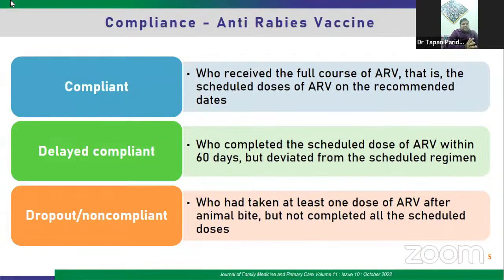Those who received the full course of ARV are fully compliant. Delayed compliant are those who completed the schedule of ARV within 60 days but deviated from the scheduled regimen. If we are talking about the 5-dose regimen, then he takes 3 doses and forgets one, and some days later he tried again. This is delayed compliant. Then non-compliant or dropout are those who had taken at least one dose of ARV after the bite, but did not complete all the scheduled doses.